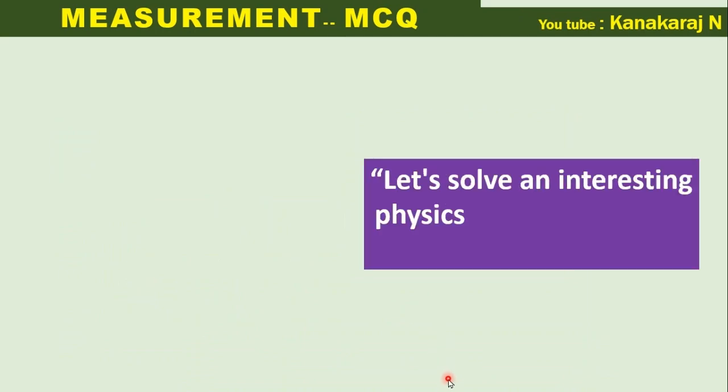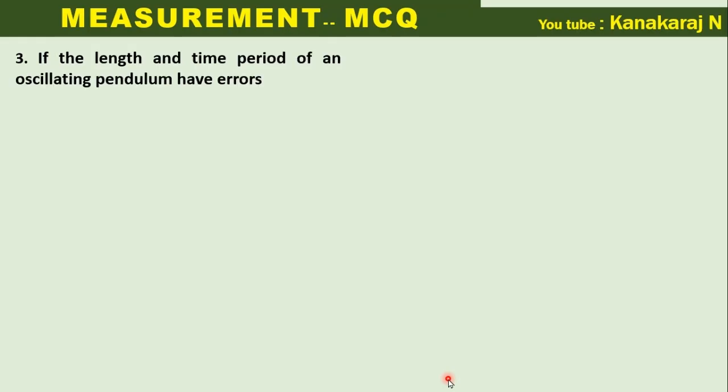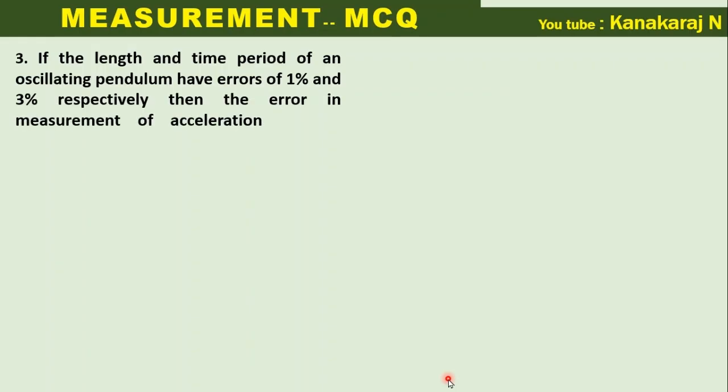Let's solve an interesting physics question in just 1 minute. If the length and time period of an oscillating pendulum have errors of 1% and 3% respectively, then the error in measurement of acceleration due to gravity is.